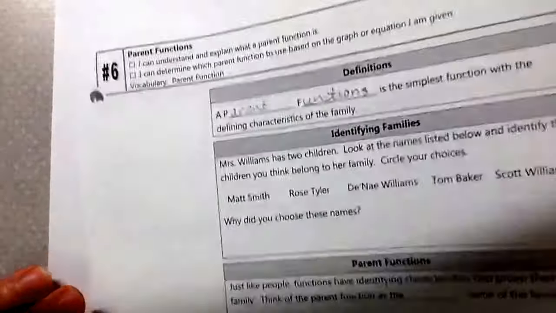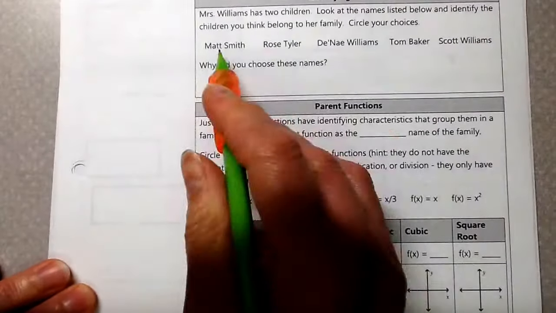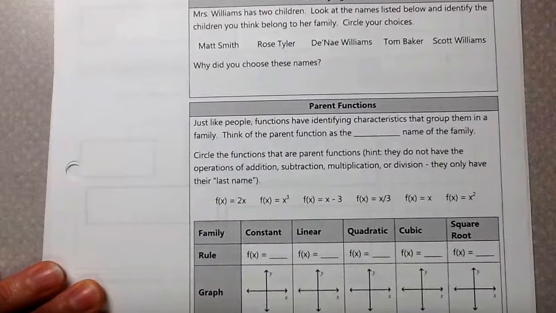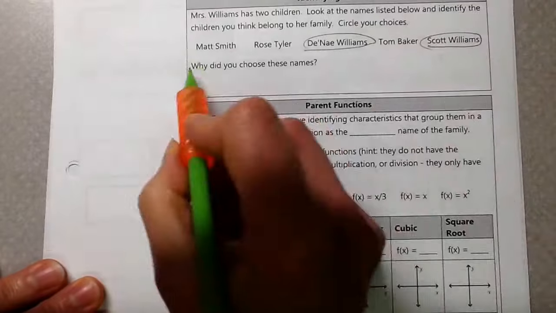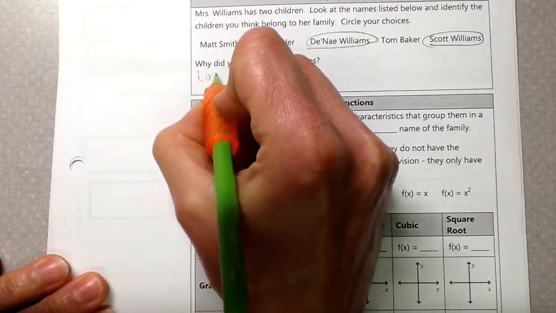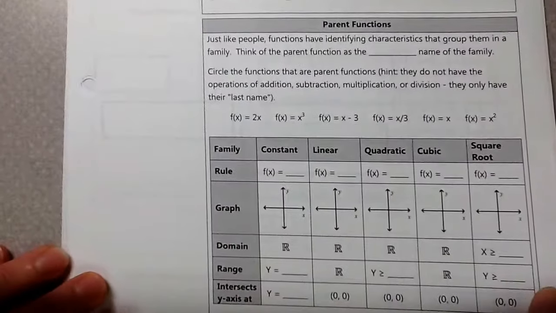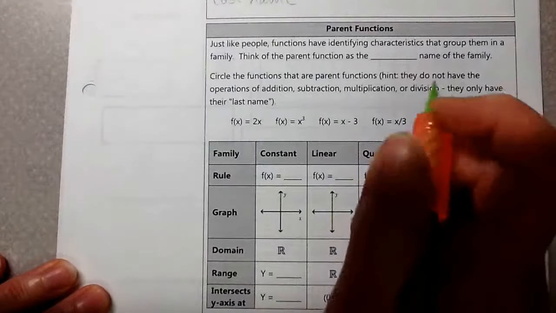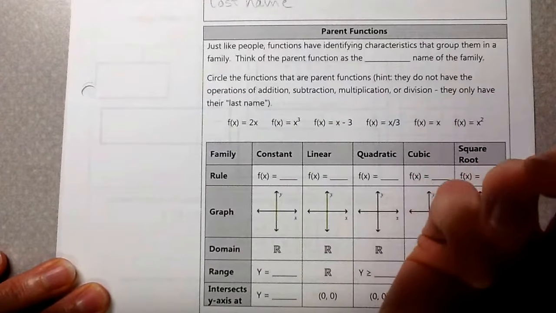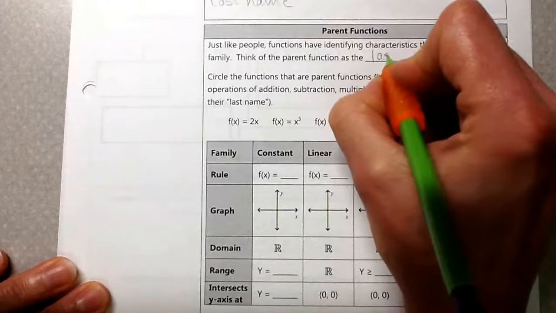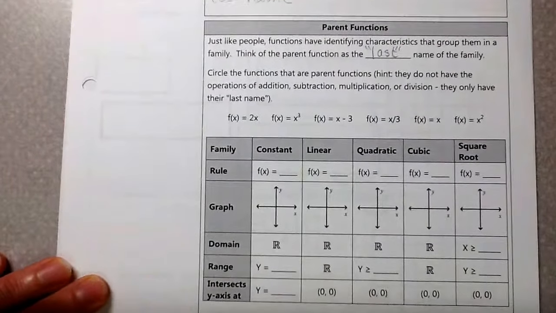So I have two children, and if I were to ask you to pick out my two children from this list, you would probably look at it and say, well, probably Danae Williams and probably Scott Williams. And you would choose those because of their last name. So just like people, functions have identifying characteristics that group them in a family. So just think of the parent function as the last name of the family. It's how you identify the function.